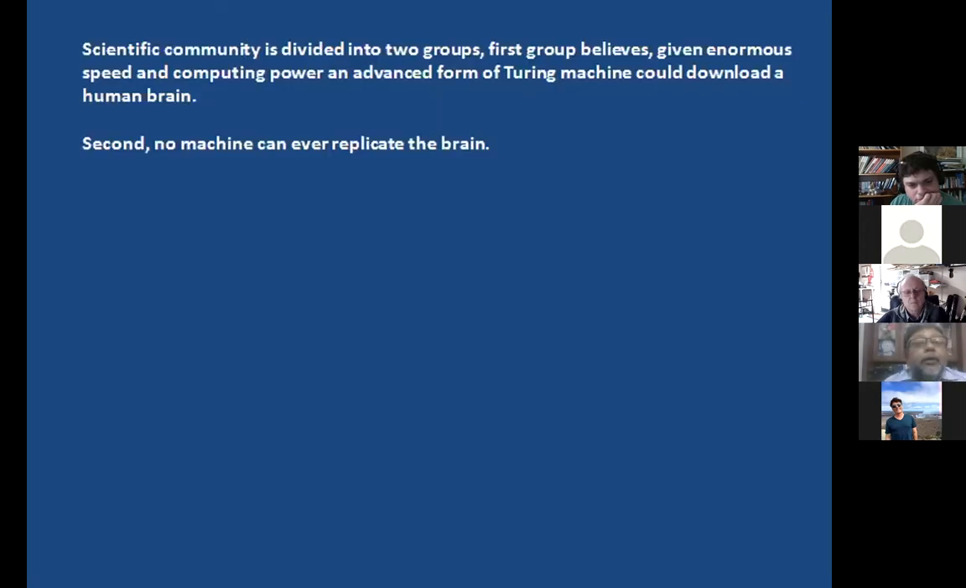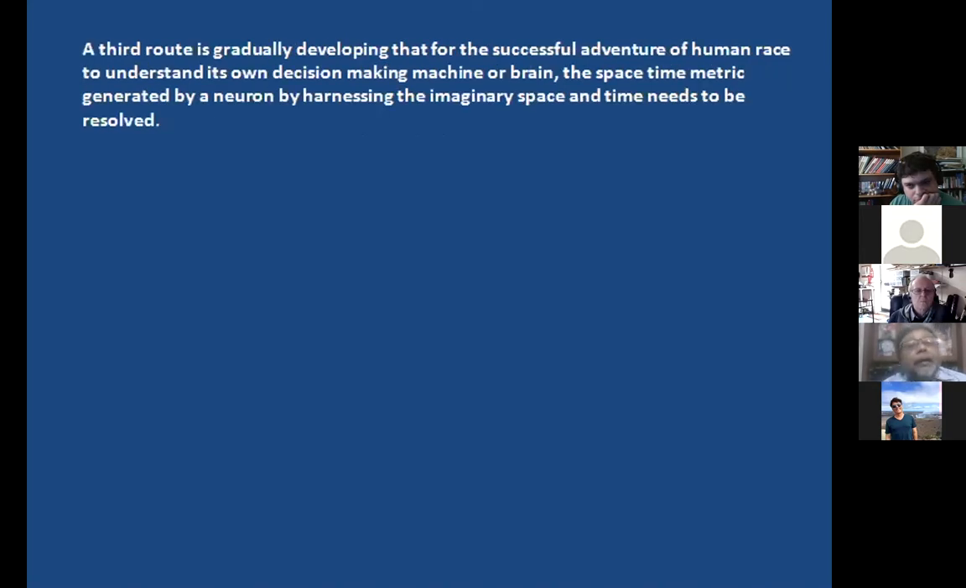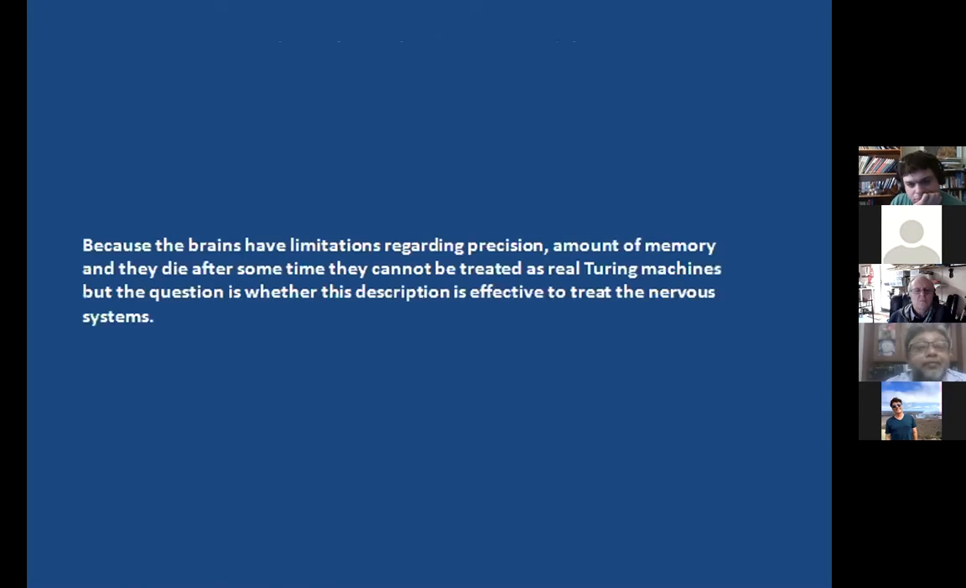So the scientific community is divided into two groups. The first group believes that, given enormous speed and computing power, an advanced form of Turing machine could download a human brain. The second says no machine can ever replicate the brain. And a third group is gradually developing, that the successful adventure of the human race to understand its own decision-making machine, the brain, the space-time metric generated by a neuron by harnessing the imaginary space and time, needs to be resolved. We are working on these. A lot of current work is going on in this direction.